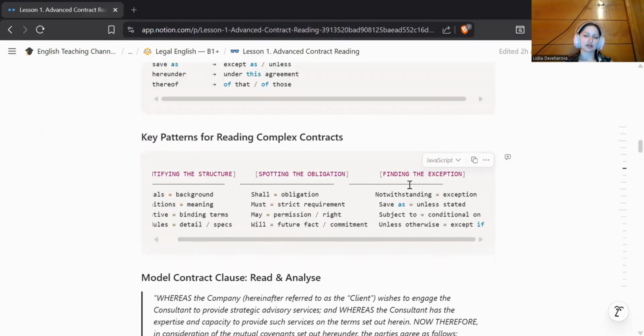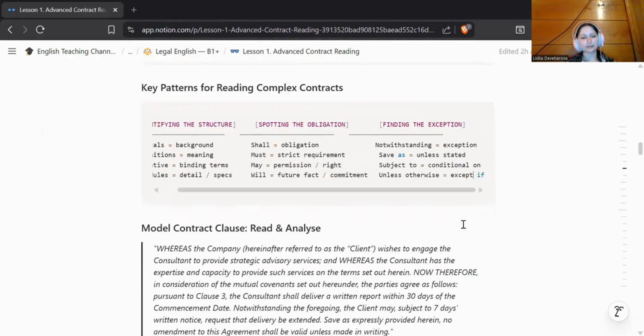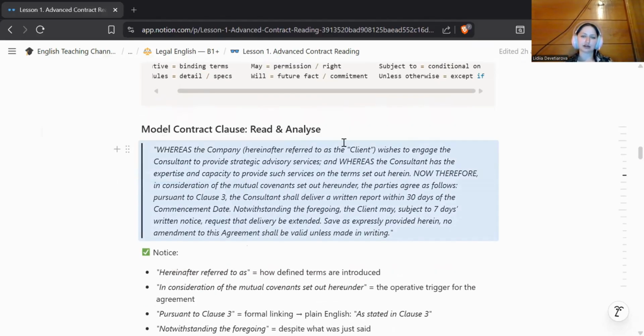Then finding the exception. Notwithstanding, exception. Save as, unless stated. Subject to, conditional on, unless otherwise, except if. Here is a little model contract clause. Let's read and analyze it.